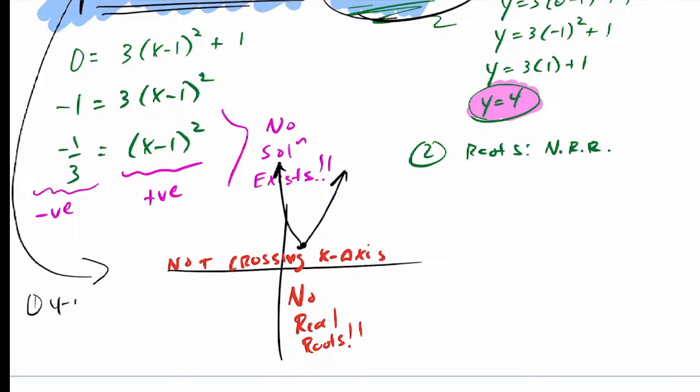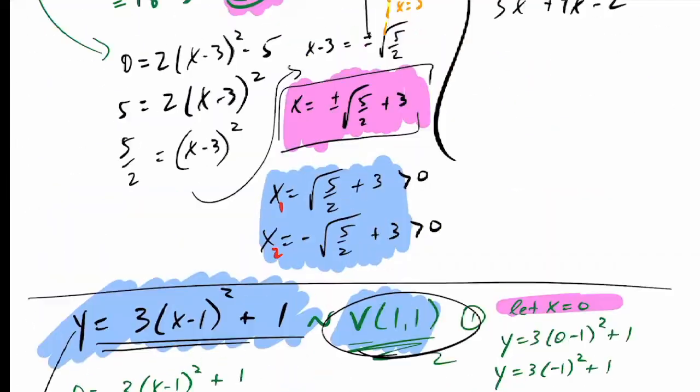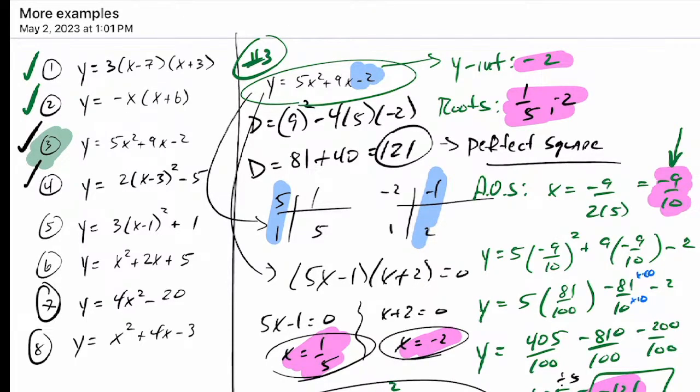I'm going to ask you for the y-intercept. Then I'm going to ask you for the roots, and then it'll say if any. Then I'm going to ask you for the axis of symmetry. Then I'm going to ask you for the vertex. Then I'm going to ask you to put the quadratic in vertex form. And then I'm going to ask you to sketch. Those will be the questions. The quadratics you get will be like mix-ups of the ones I've given you. We've done maybe, I feel like, our third worksheet like this.